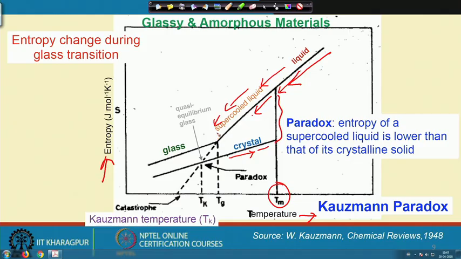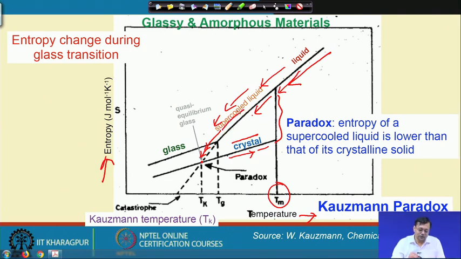So, if we keep on cooling, then definitely the entropy should come down, and you will see there is a very interesting point here. At this point, you see the entropy of a crystal is equal to the entropy of a supercooled liquid. Entropy of a crystal is equal to the entropy of a supercooled liquid.